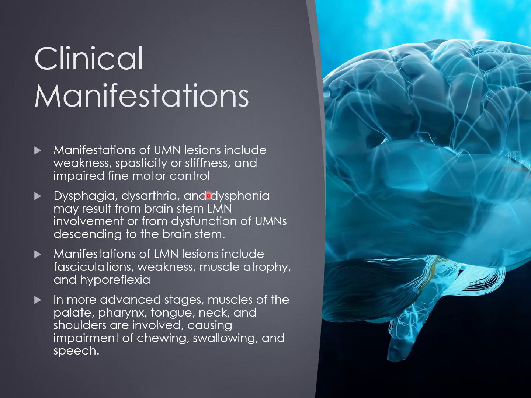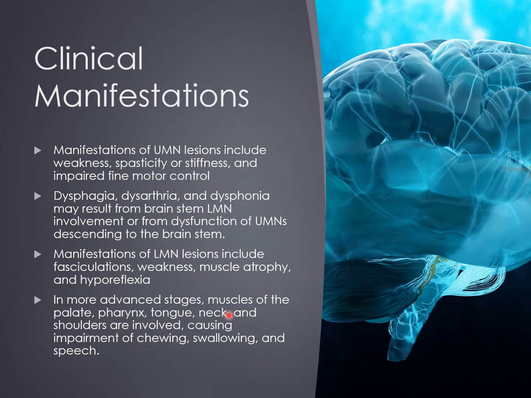So this is the inability to produce speech. The manifestations of lower motor neurons include things like fasciculations. This is abnormal motor movement. They get weakness, muscle atrophy, and hyporeflexia.